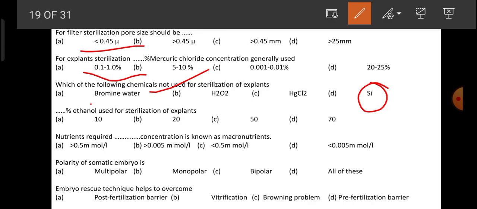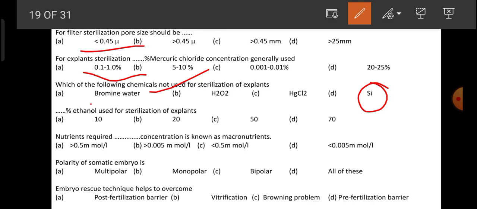Next question, nutrients required in what concentration are also known as macronutrients? Options are more than 0.5 micromole per liter, more than 0.005 micromoles per liter, less than 0.5 millimoles per liter, or less than 0.005 millimoles per liter. The answer here is more than 0.5 millimole per liter, that is macronutrient.